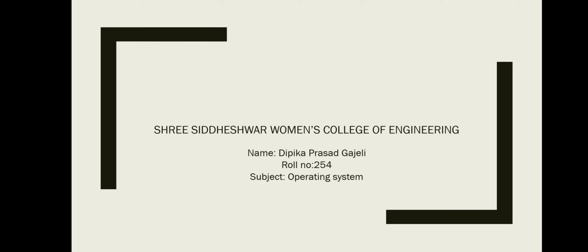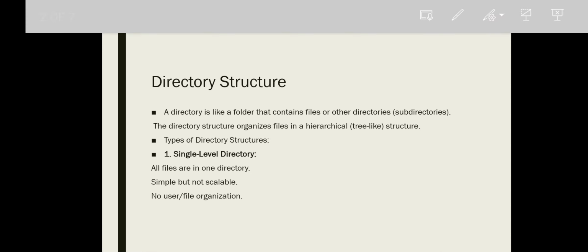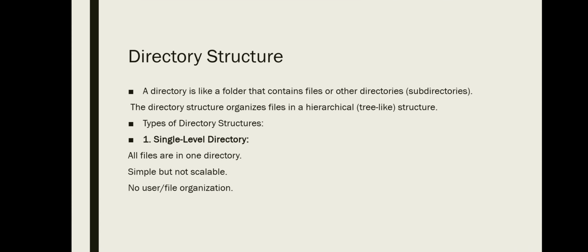I am here to tell you about the directories and the disk structure in the operating system. So we will start with the directory structure. What is a directory? A directory is like a folder that contains files or other directories. The directory structure organizes the files in a hierarchical or tree structure.